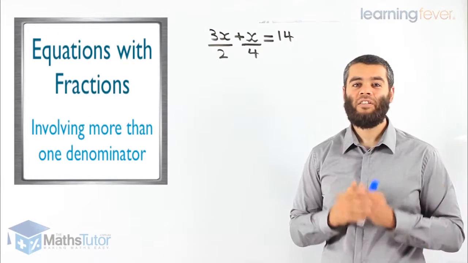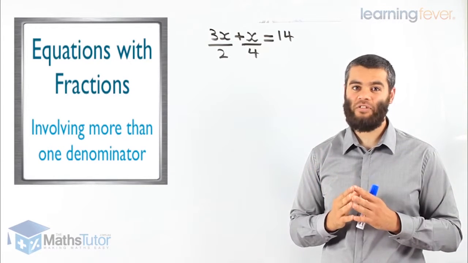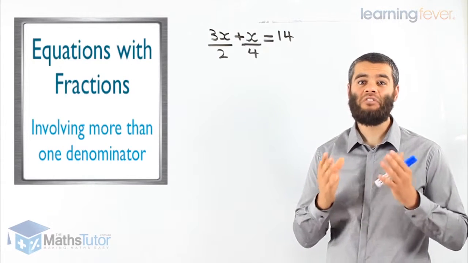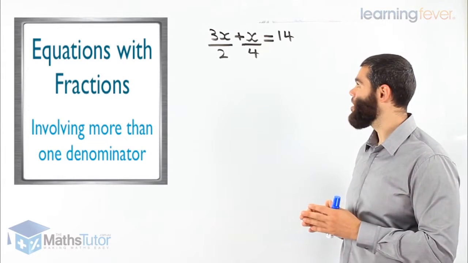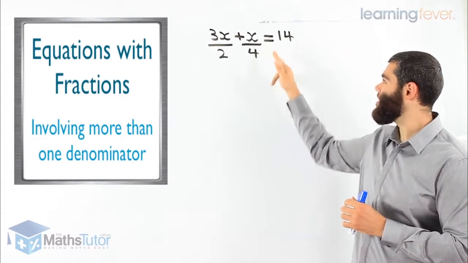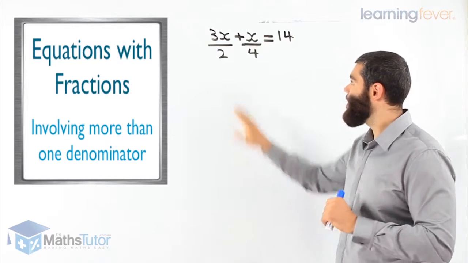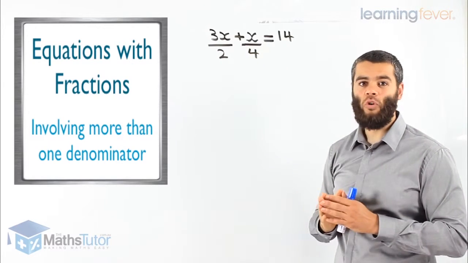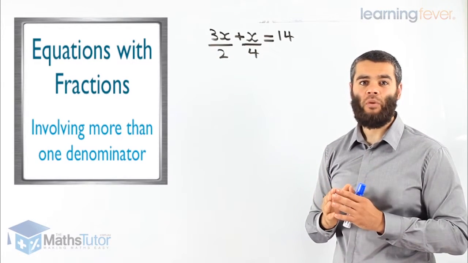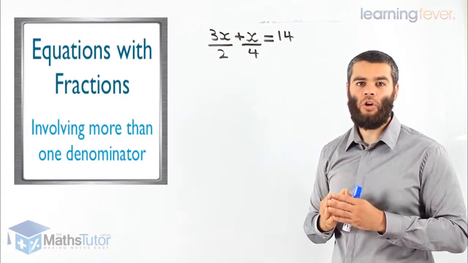Hey everyone! Today we're going to go a step further with equations. Equations with fractions, but this time equations that involve more than one denominator, like this example here: 3x over 2 plus x over 4 equals 14. We can identify straight away that we have two denominators, the 2 and the 4. How do we solve the equation with more than one denominator?